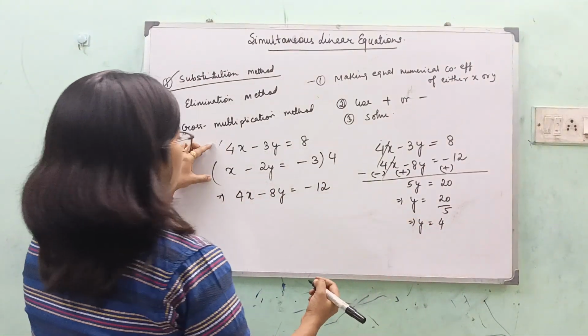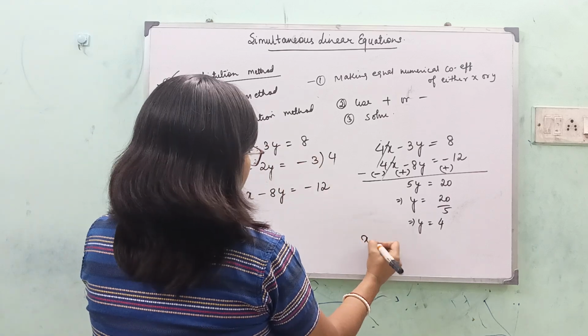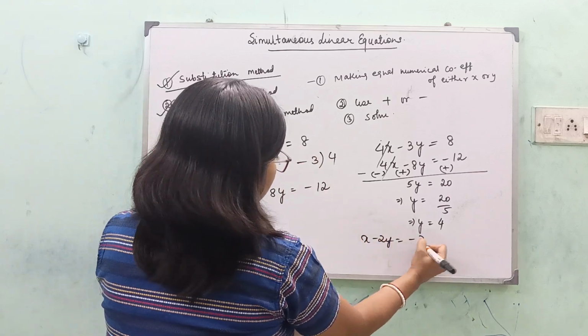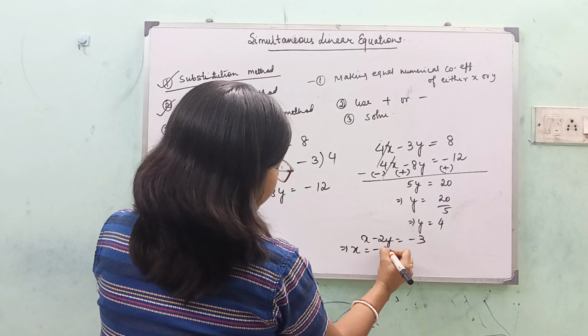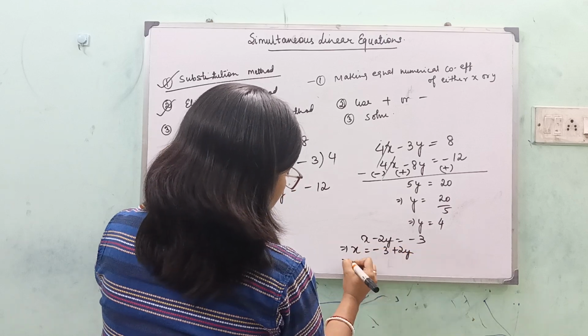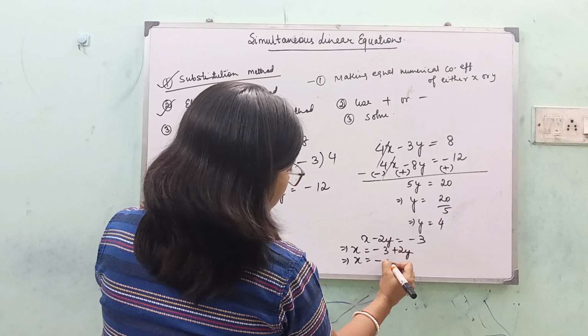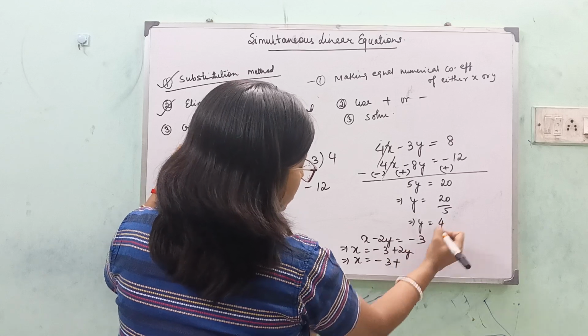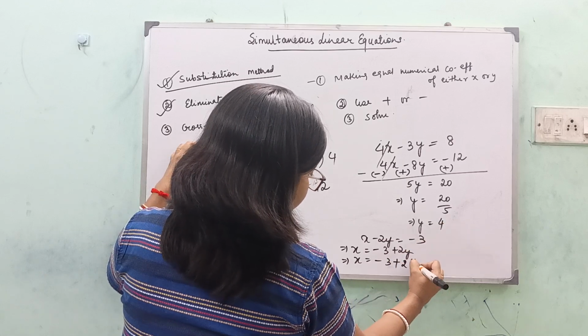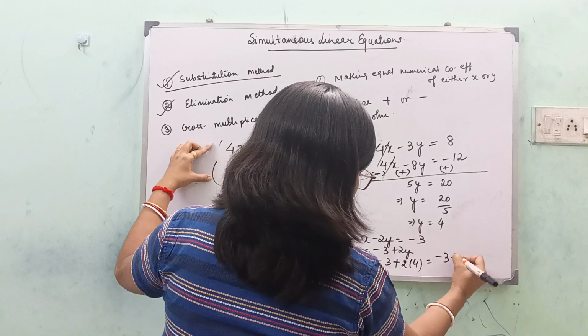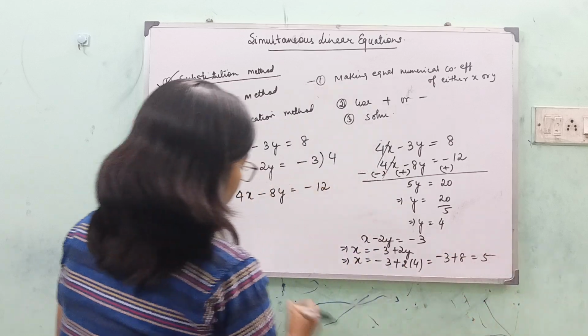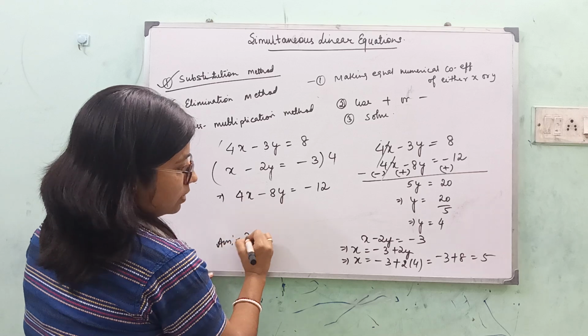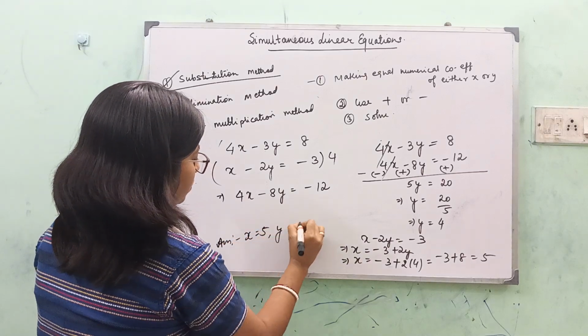Now use any one of the two equations. So x minus 2y equals to minus 3. So x is equal to what? Minus 3 plus 2y, isn't it? So x is equal to, now putting the value, minus 3 plus 2 into 4, 8. It is minus 3 plus 8, which is equal to plus 5. So your answer: x equal to 5, y equal to 4.